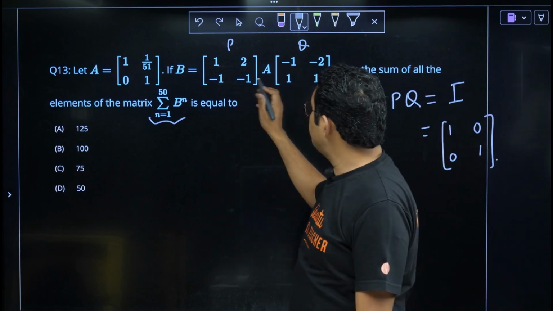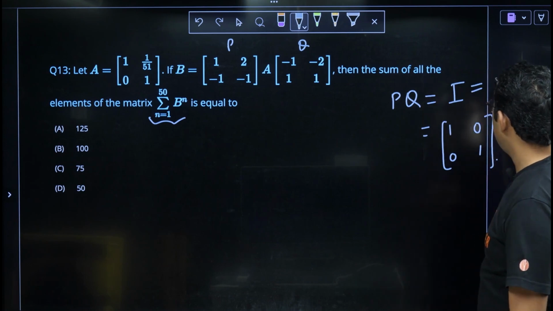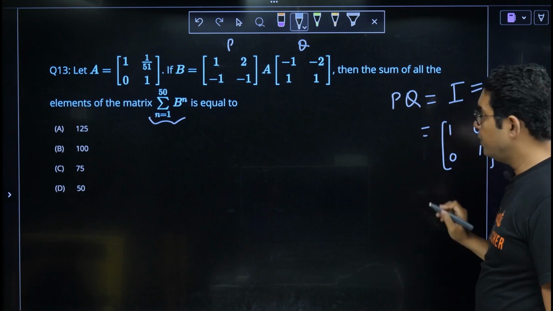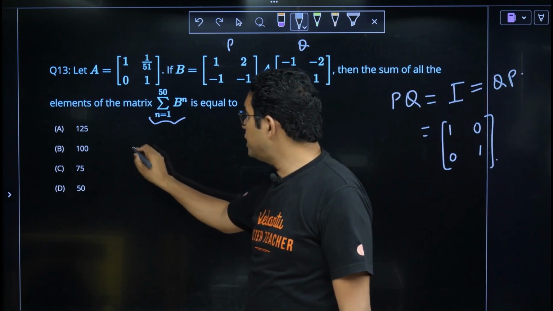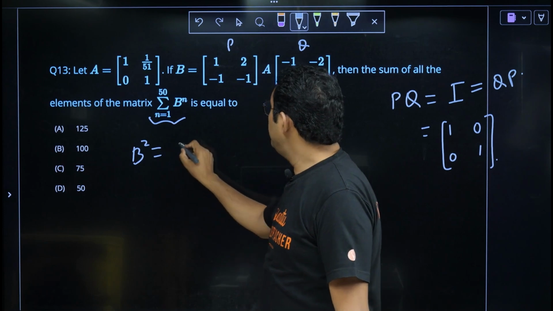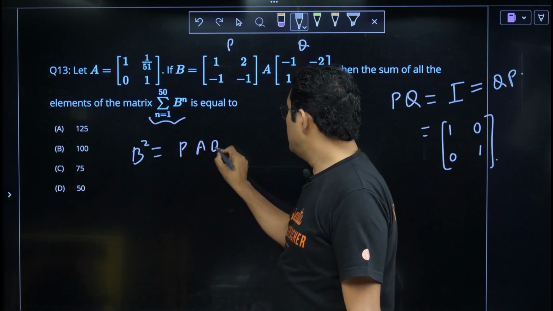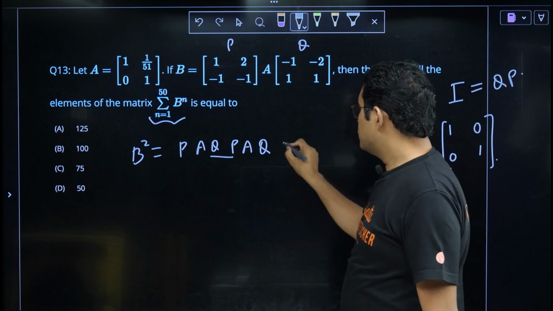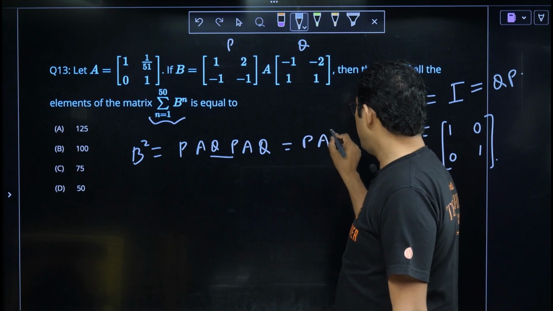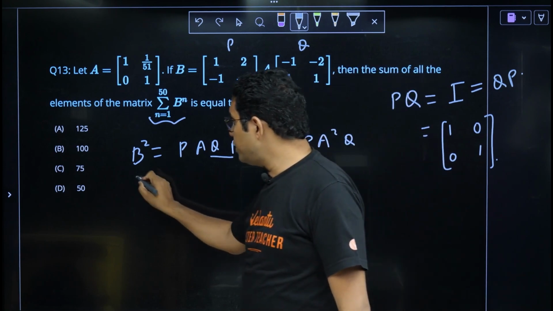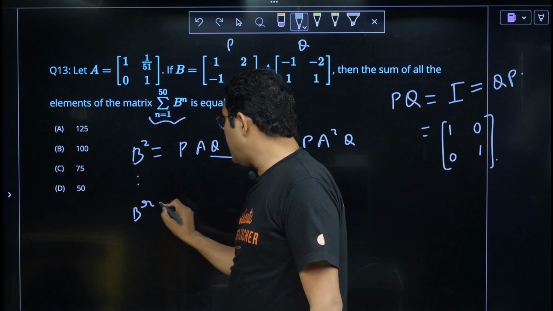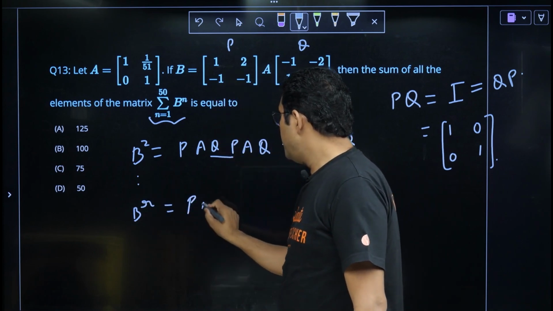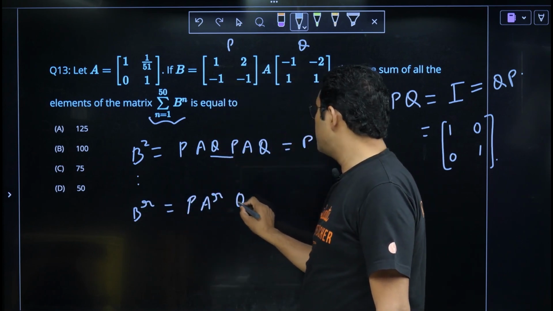Now, suppose B is PAQ, where PQ is I, and you can check QP will also be I, because P and Q are inverses of each other. So what will be B square? B square means it will be PAQ into PAQ, isn't it? And Q into P is I, so that will become equal to PA square into Q. Likewise, if you keep on doing this, B raised to the power R has to be equal to P into A raised to the power R into Q.